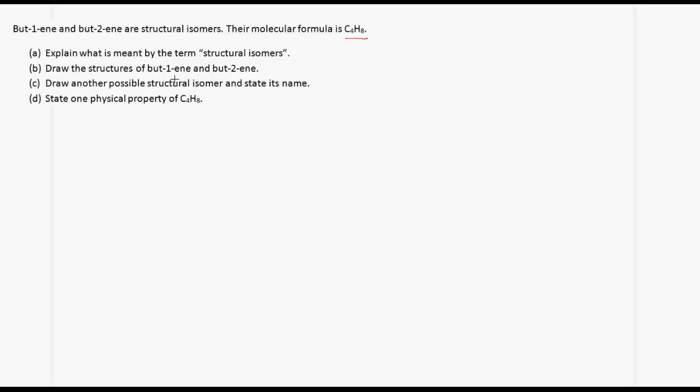The second part asks: draw the structures of but-1-ene and but-2-ene. In the case of but-1-ene, "but" means that we have 4 carbon atoms present, and the 1 means the double bond is on the first carbon atom. So we're going to draw but-1-ene. Always remember to double check the amount of carbon atoms and the amount of bonds around each carbon atom.